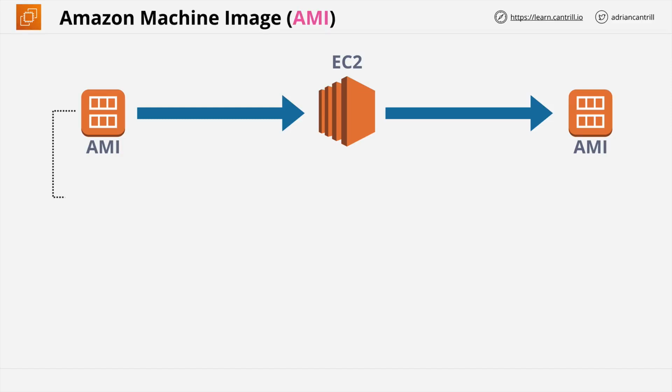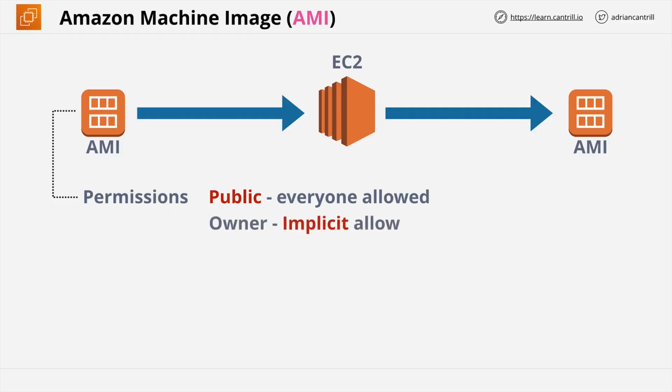Firstly, an AMI contains attached permissions, and these permissions control which accounts can and can't use the AMI. The AMI can be set as a public AMI, in which case everyone is allowed to launch instances from that AMI, and this is how the Linux and Windows images that AWS provides are set to. The second type is the owner of an AMI is implicitly allowed to create EC2 instances from that AMI, as the owner, he or she owns it and so can control it fully.